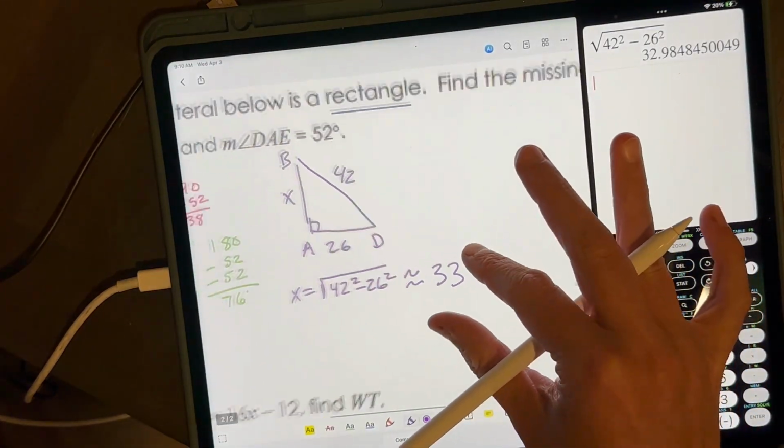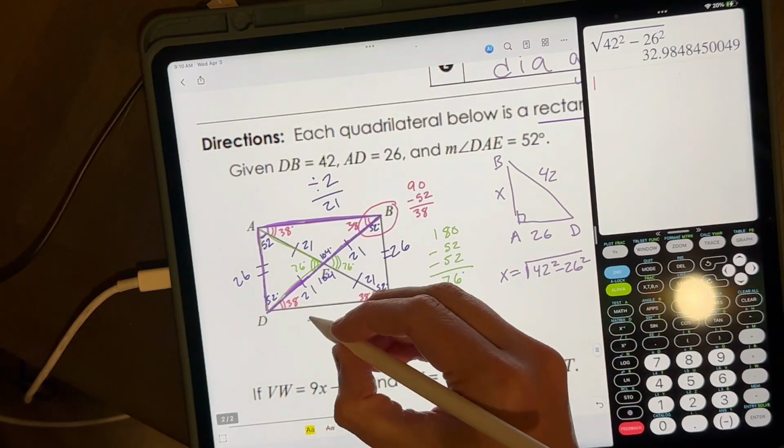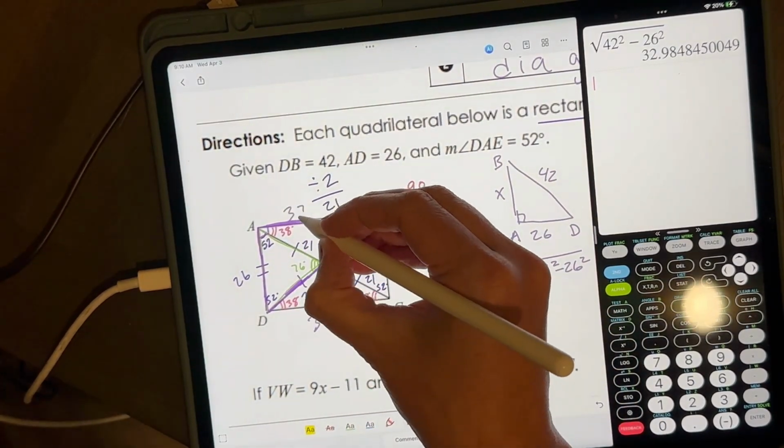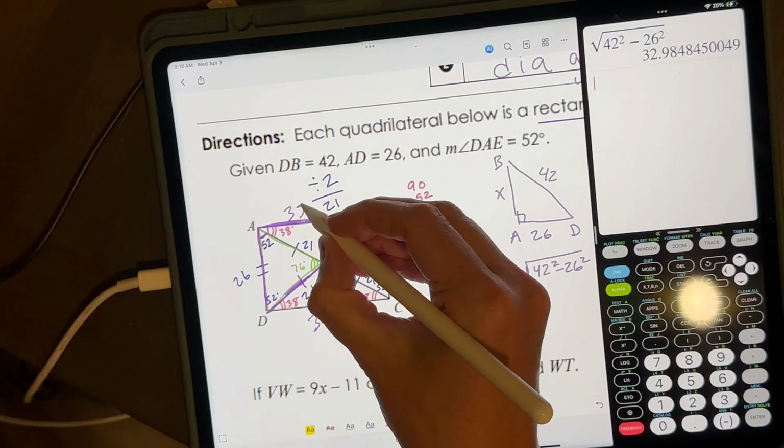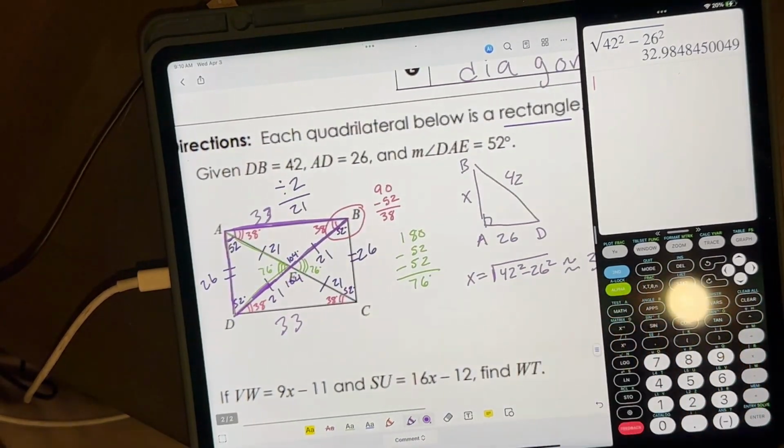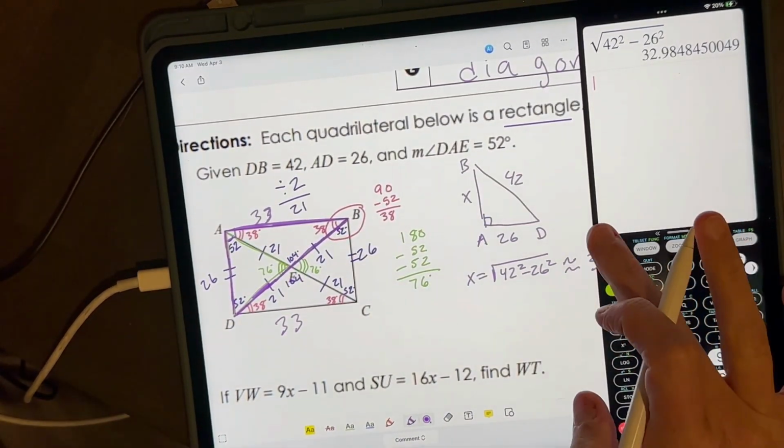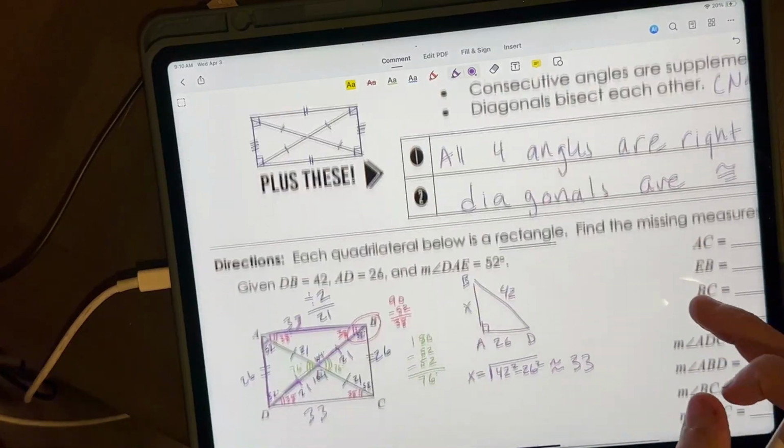Perfect. So now we have every measure. We know the lengths of the top, the bottom, the left, the right. We know all the angles, so let's start filling this out.